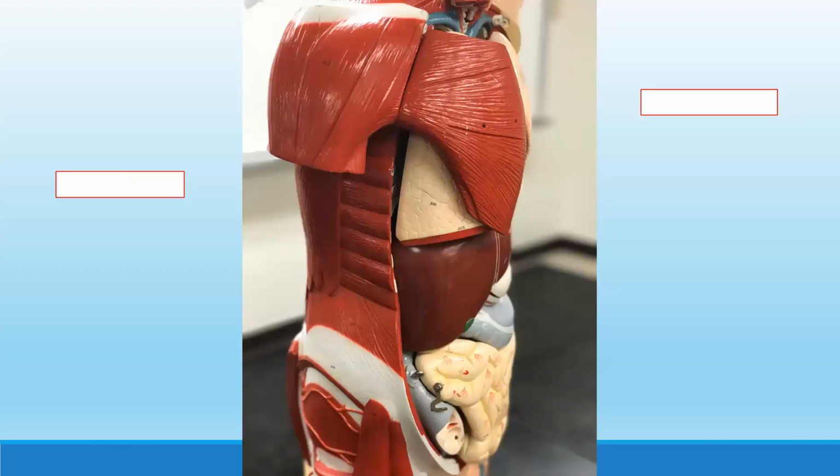Okay. Moving lower, we have the serratus anterior. It helps to stabilize the thoracic cavity and the abdominal cavity. There's our pectoralis major, and you can see here is the pectoralis minor right underneath it.